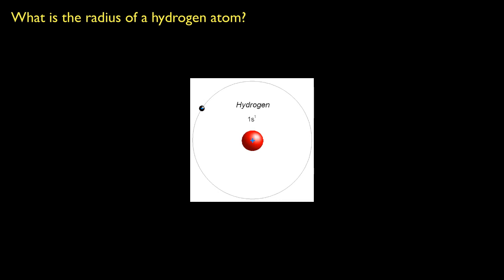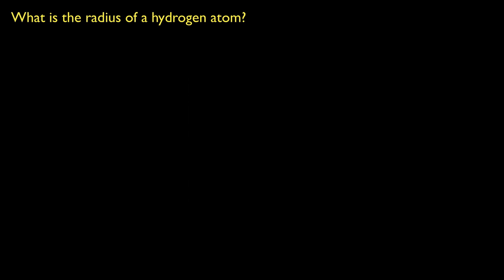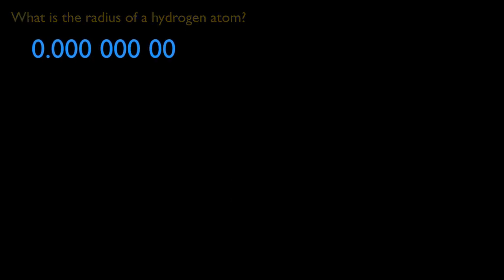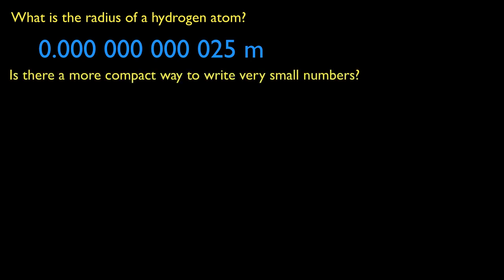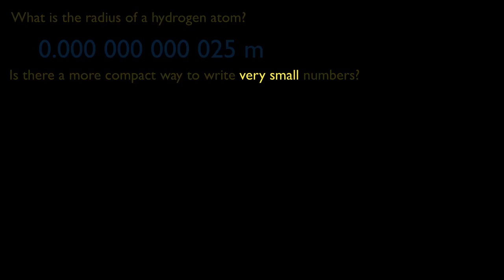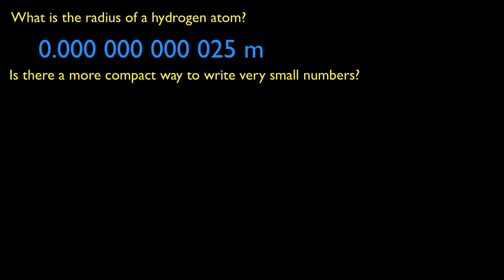And the radius of a hydrogen atom is this in meters. And this is an incredibly small number. This is in fact less than a nanometer. And as in the last video, we're going to ask ourselves, is there a more compact way to write very small numbers? This number is incredibly small, and I really don't want to have to write all those zeros.